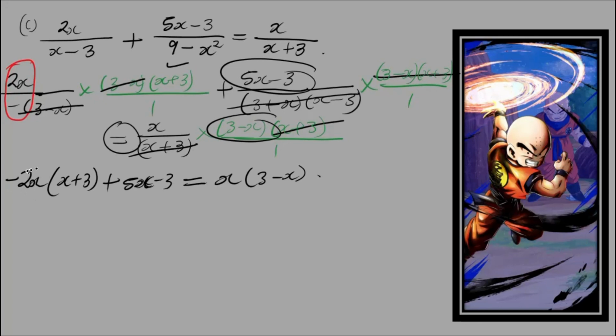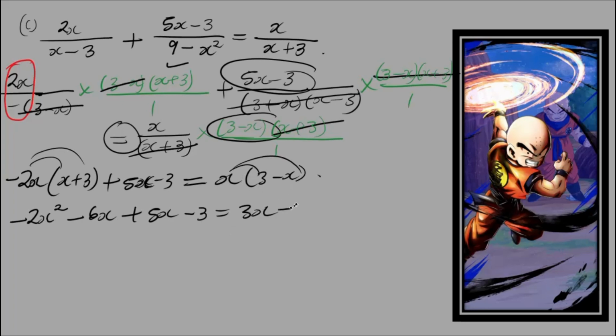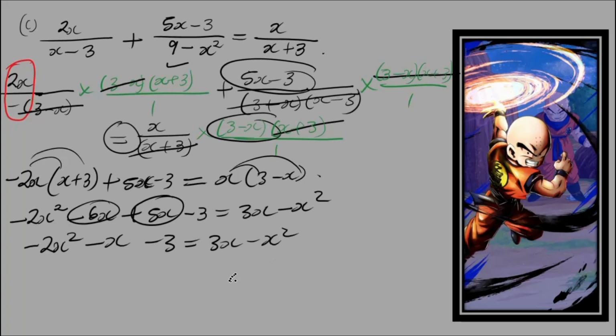Then we distribute the negative 2 into the binomial bracket. Here we're going to have negative 2x squared and negative 6x plus 5x minus 3, that is equals to, distributing there, I'll have 3x minus x squared. Hope that's visible. So now what do I have here? I have negative 2x squared. This one and this one, they are like terms, and they give me negative x. Minus 3 is equals to 3x minus x squared, right?